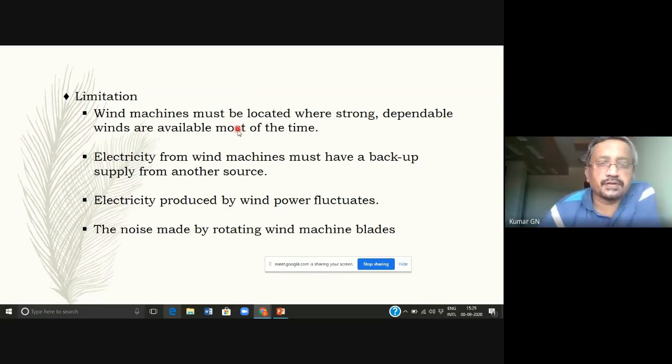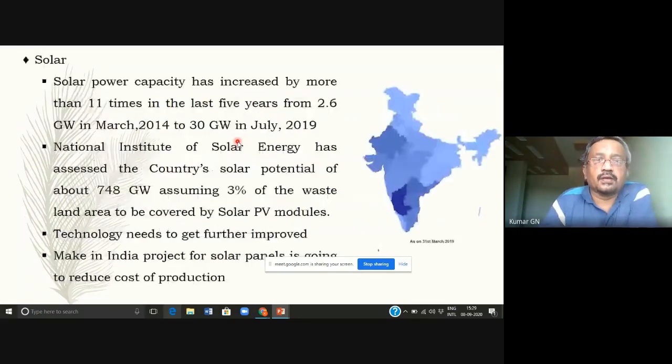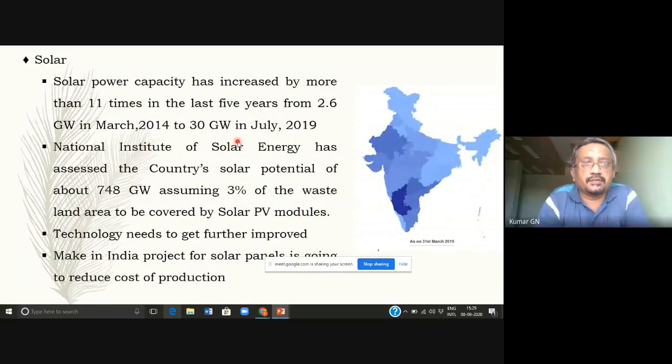Next comes solar energy. So, solar energy, you can observe nowadays, maybe since from 10 to 20 years, the installation of solar energy power plants, or the power plant capacity, has increased. From the data, 2014 to 2019, you can observe the production, that is 2.6 gigawatts to 30 gigawatts. That much power plant, solar panels are installed, and electric energy is produced from the solar.